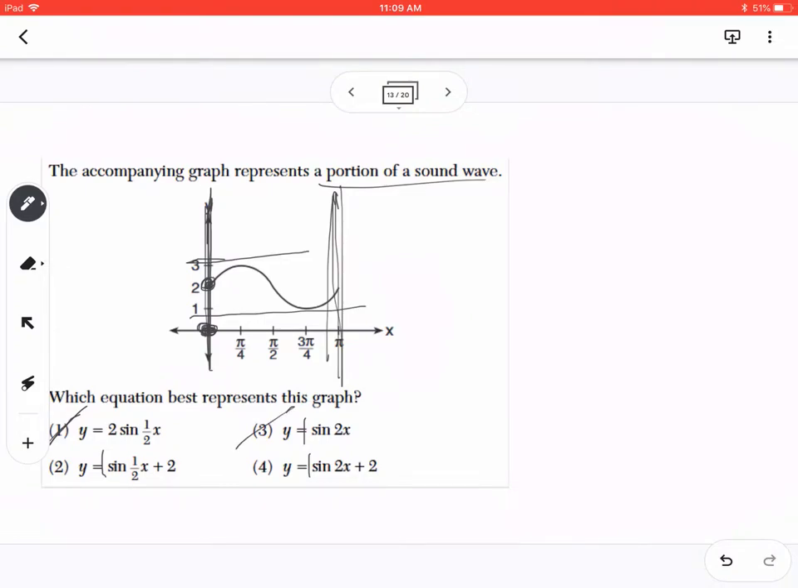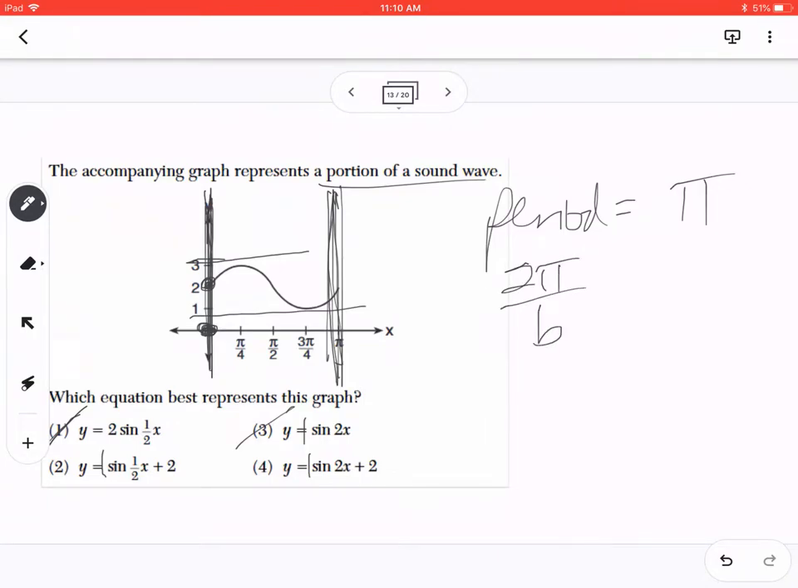And our last consideration is going to be the frequency and the period. At x equals 0, it starts, and at x equals pi, you see pi radians, you see one full cycle, meaning that the period is pi. We're going to use that to find the b value, which is the frequency. We know that the formula for period is 2 pi over b, and we know that the period equals pi over 1. We're going to cross multiply and solve.